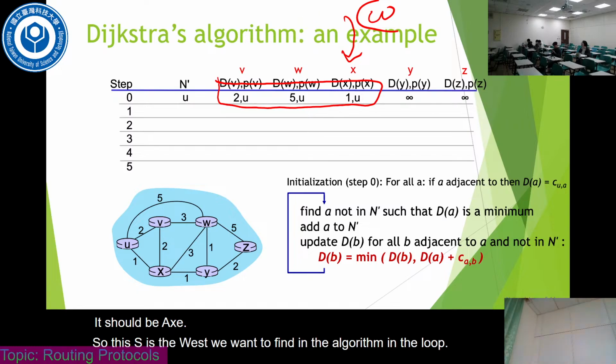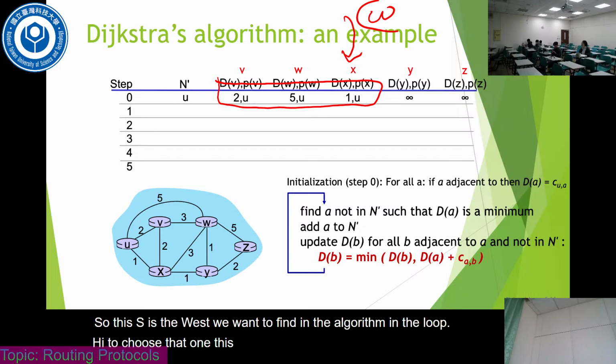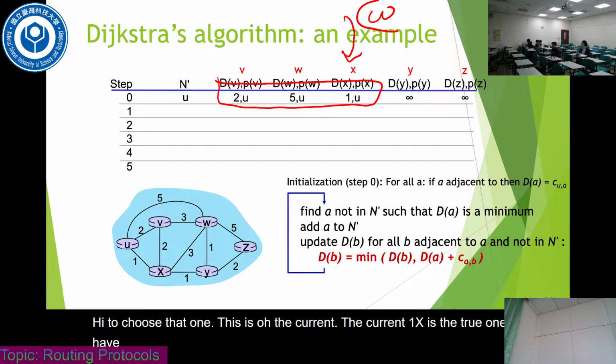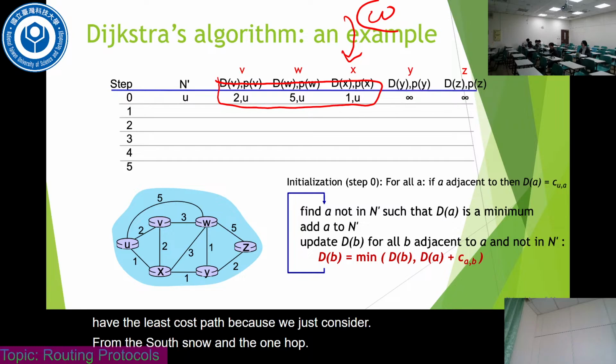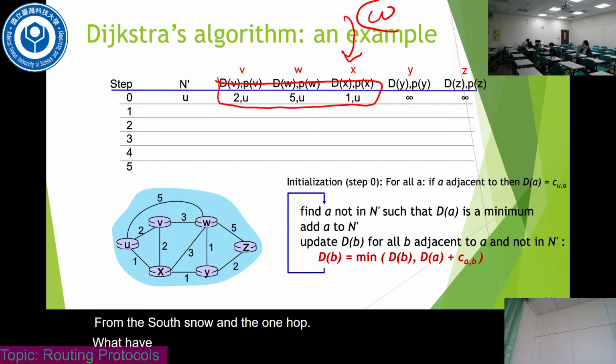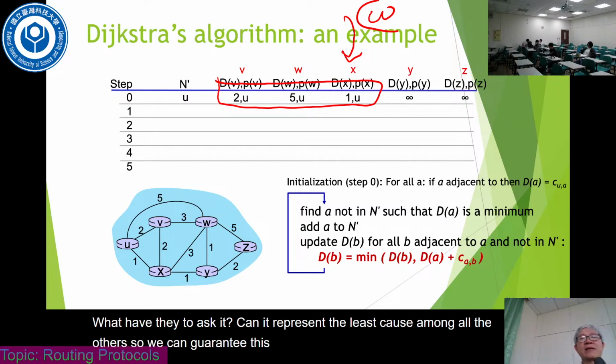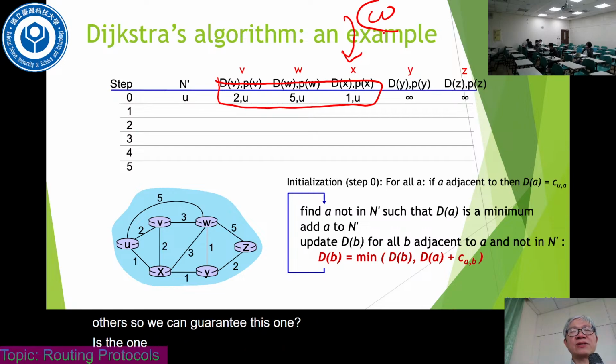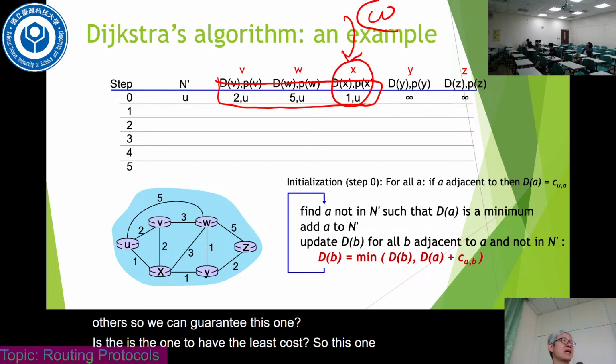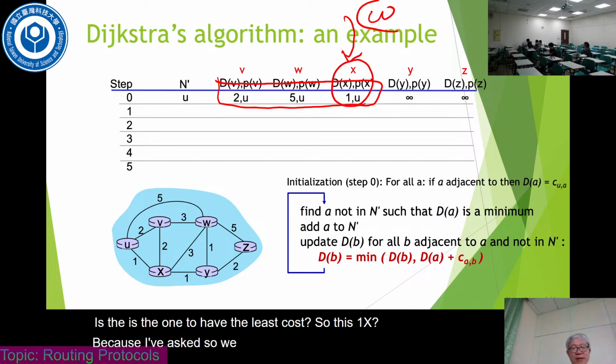Why? To choose that one says that the current one, X, is the true one to have the least cost path, because we just consider from the source node and one hop then to X, and it represents the least cost among all the others. So we can guarantee this one has the least cost. So this one is X. Because of X, we put X into N prime.